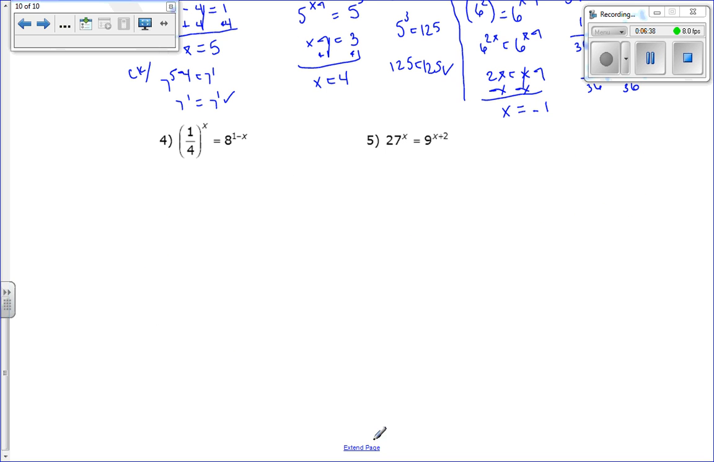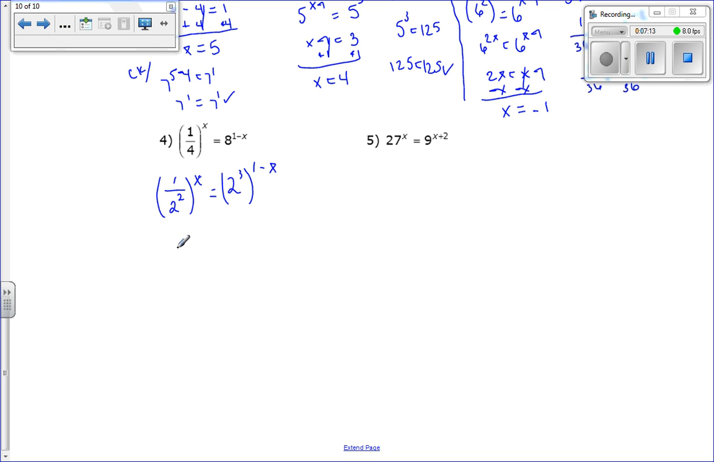For number 4, this one's a little bit different because I can't just take the 8 and change it to a base of 4. And I certainly can't take the 4 and make it a base of 8. Therefore, for this problem, we have to find a different base that they have in common, and they both have 2 in common. So if I have 1 over 2 squared to the x power equals 2 cubed to the 1 minus x.